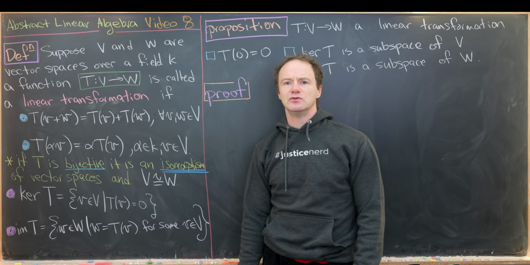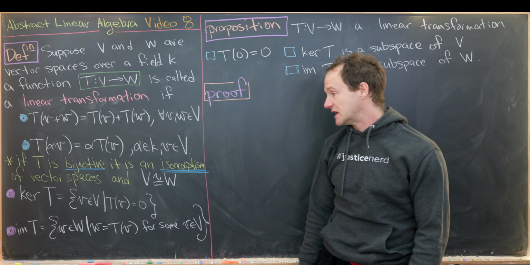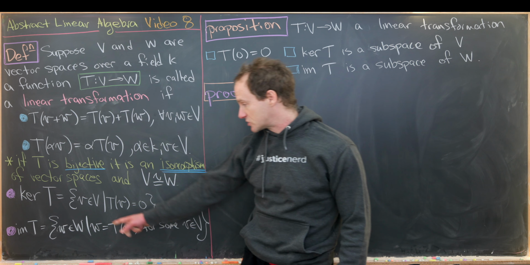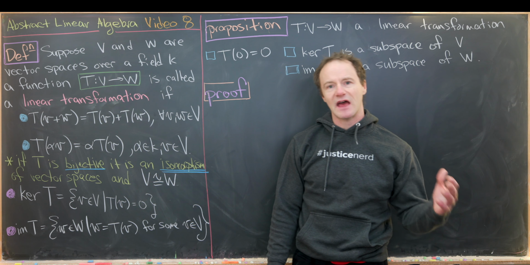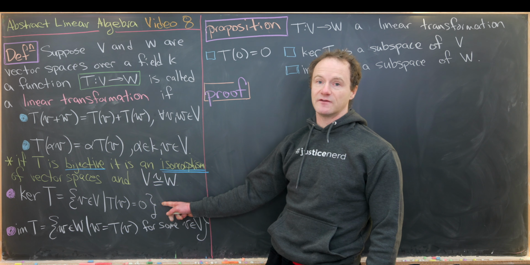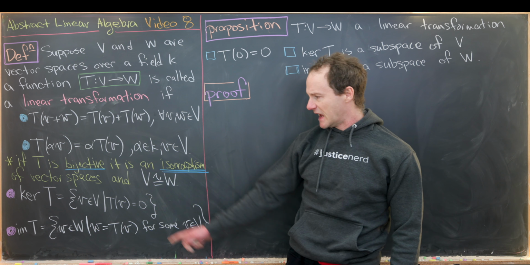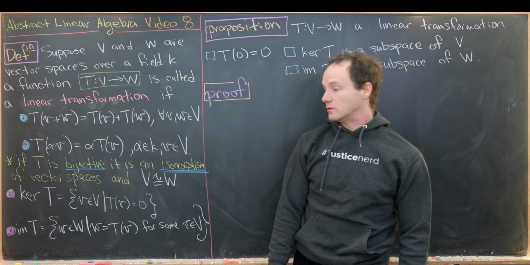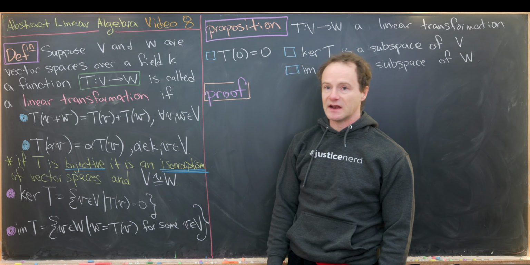Finally, I'd like to define two subsets related to this linear transformation T. The first is the kernel, and we'll say that the kernel of T is equal to all v in V such that T of v equals 0. So it's everything mapped to the 0 vector in W. Let's notice that this is obviously a subset of capital V, given that it pulls out from vectors in V. Next, we have the image of T, and that's going to be all w in W such that w equals T of v for some v in V. This is going to be a subset of W.